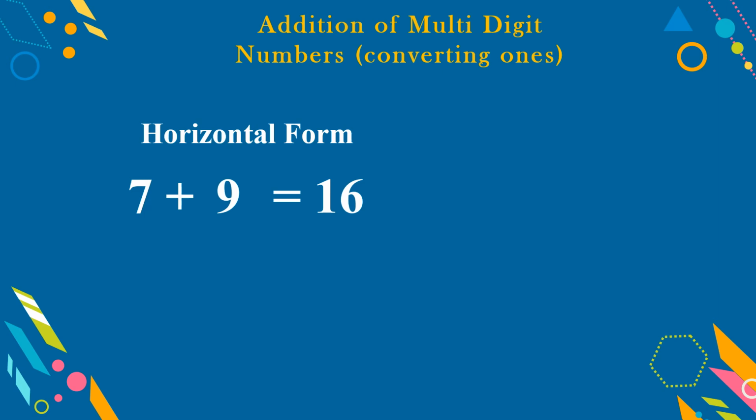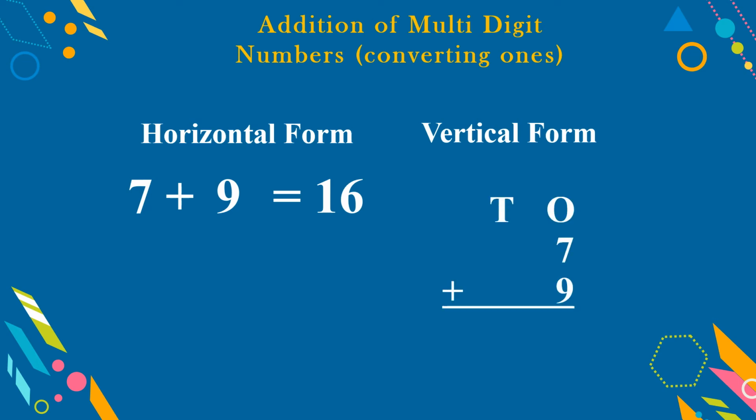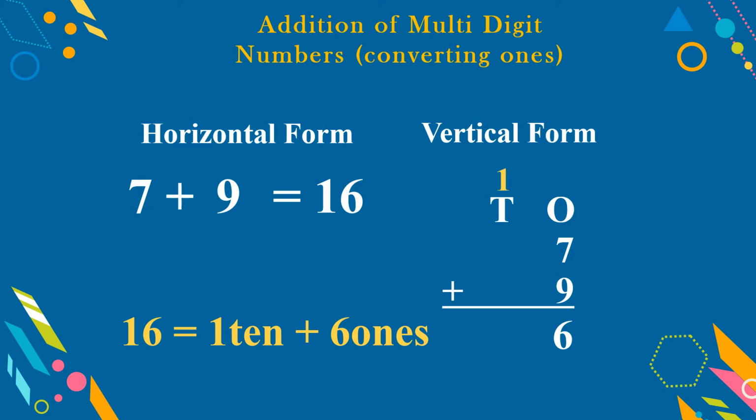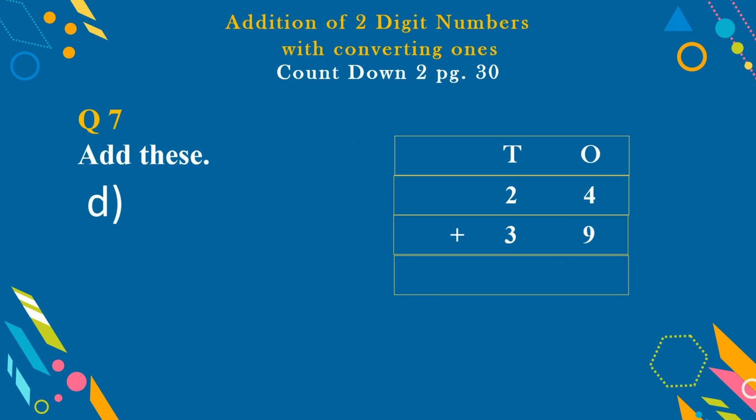How can we write this question in vertical form? In vertical form, we can write 7 plus 9 like this. Can we write 16 in the ones place of answer? No. Remember, 16 equals 1 ten plus 6 ones. So we will write 6 in the ones place of the answer. 1 will be carried out to the top of the tens column. Since there is no other digit in the tens column, so we will write 1 in the tens place of the answer. So 7 plus 9 equals 16.